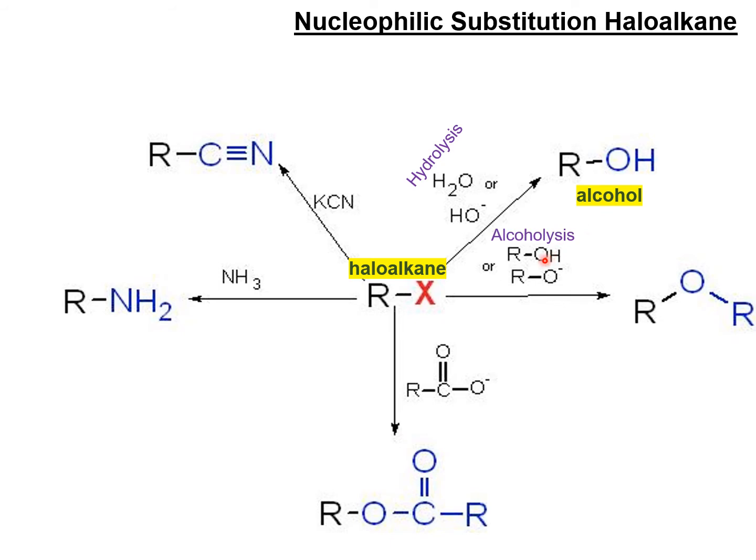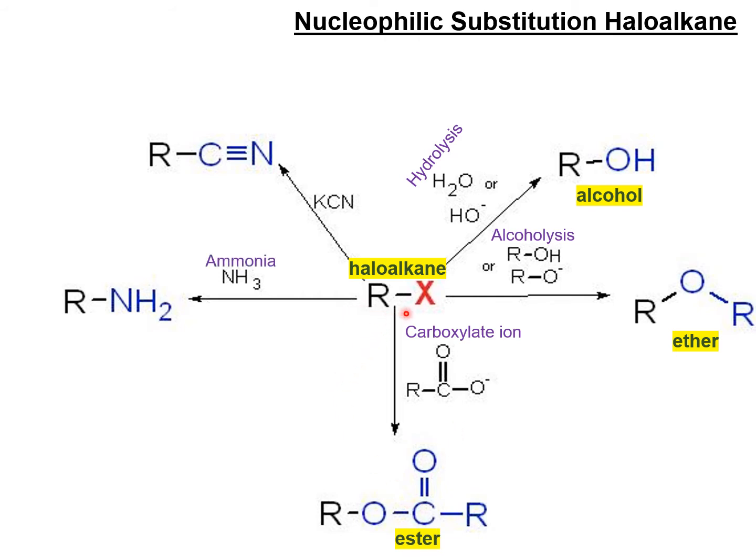Okay, but then if we do alcoholysis for haloalkane by using a weak nucleophile such as alcohol ataupun strong nucleophile such as sodium alkoxide ataupun RO minus, we will get an ether. Alright, but then if kita reactkan haloalkane dengan carboxylic ion such as RC double bond O minus ataupun pada asalnya RC double bond O Na ataupun K, we will get an ester.